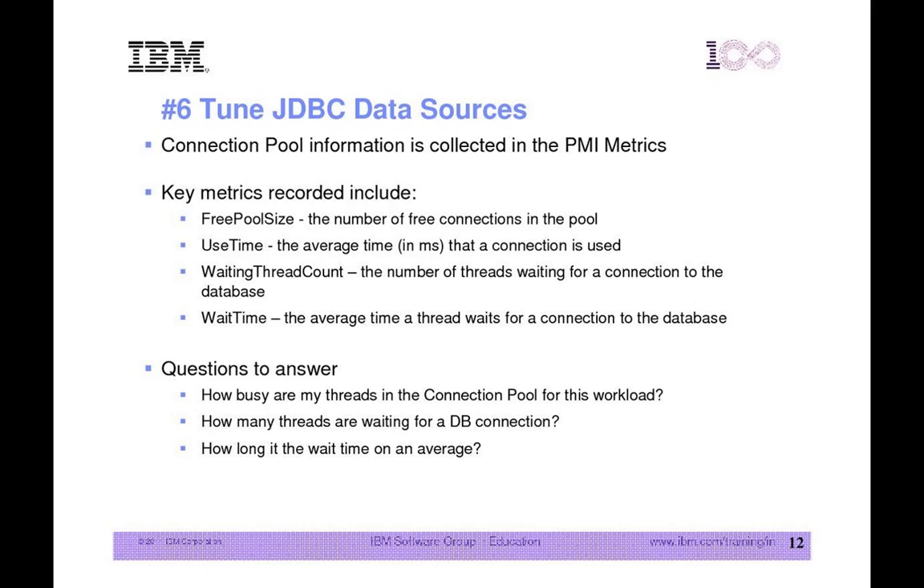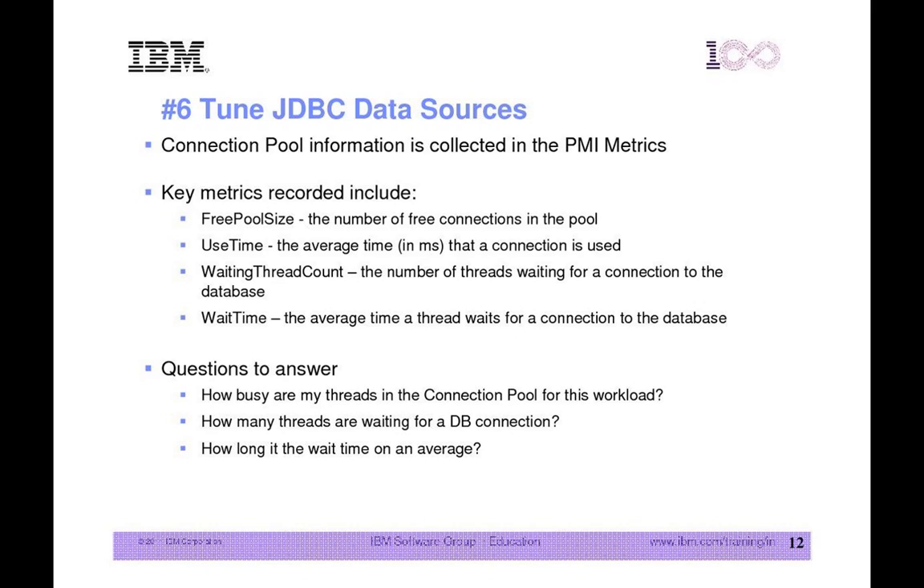These are the three important questions that you should ask yourself. How busy are my threads in the connection pool for this workload? I mean, whether my connection pool is being utilized always and there are no free connections. Then, how many threads are waiting for a connection? As I said, you should not have any waiting thread. When there is a waiting thread to get a connection, there is going to be an impact on the performance or the response time. So wait time should be very minimal, or ideally it should not be there.